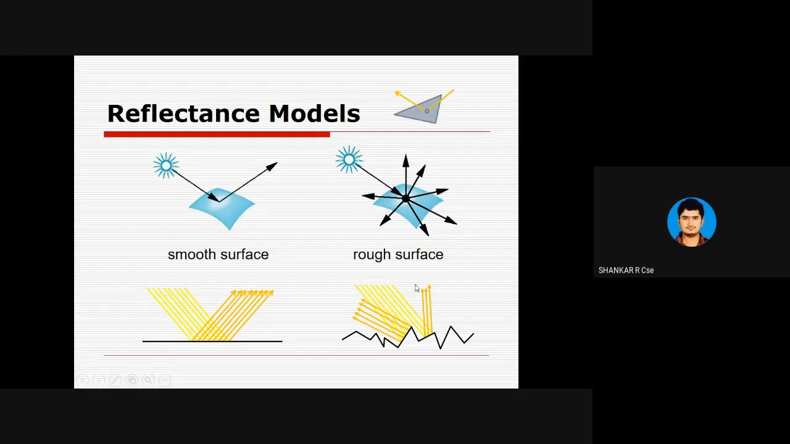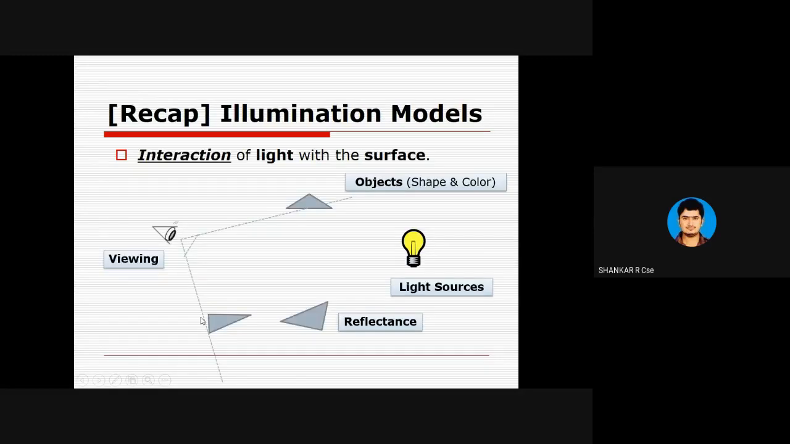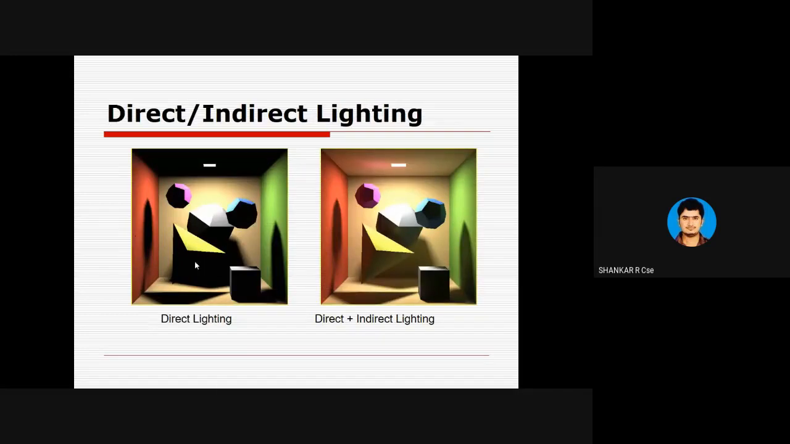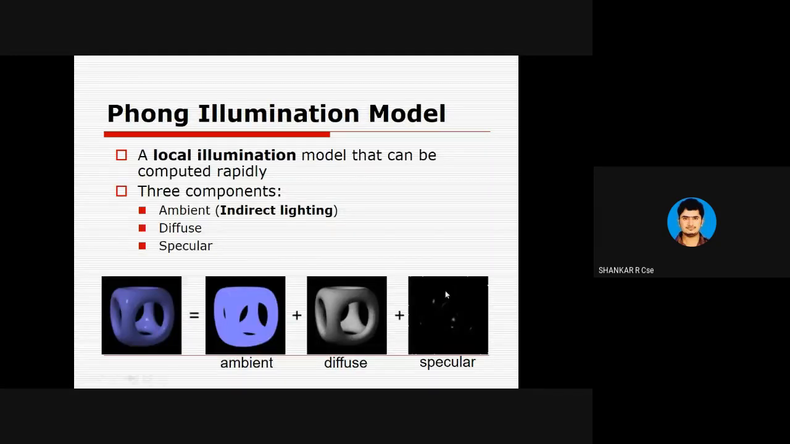This is realistic. Now, specular reflection and diffusion. Specular reflection means the surface is smooth, and diffusion means a rough surface. This is how the reflection happens. So this intensity, because of all these, you can see direct lighting, direct plus indirect lighting. That is diffusion plus ambience. This is how the realistic model looks. The realistic model will be equal to ambience plus diffusion plus specular.